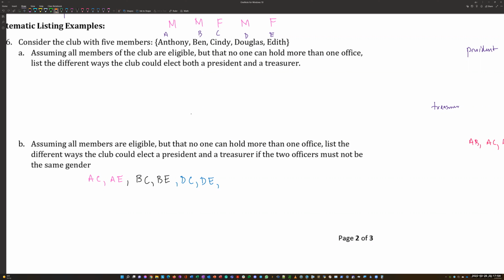Cindy can go with Anthony. Cindy can go with Benjamin. Cindy can go with Douglas. That's it. And then now we have to do Edith. Edith can still be president. Edith could go with Anthony. Edith could go with Ben, and Edith could go with Douglas. Is that correct? Yes. You get what I mean, though? You don't necessarily need all these tables and diagrams if you just systematically write it out. Does that make sense? Yes.